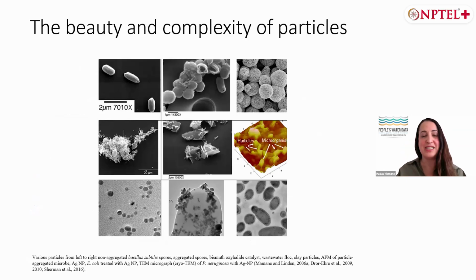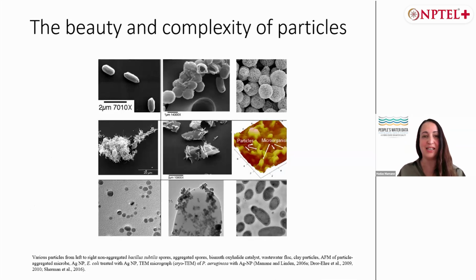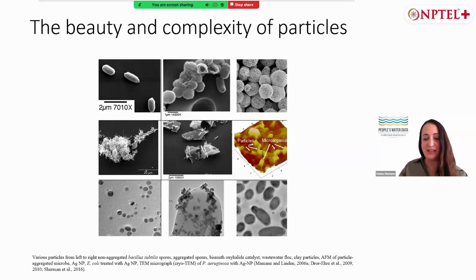And when we see this image here, we can see both the beauty and the complexity of particles. We can see, for example, microbes, which are suspended particles in water, but also we can see aggregates, which are an aggregation of particles. We can see also some type of nanoparticle. We can see also clay particles. We can see, for example, silver nanoparticles attached to a bacteria. Therefore, as we can see, particles are both beautiful and complex.